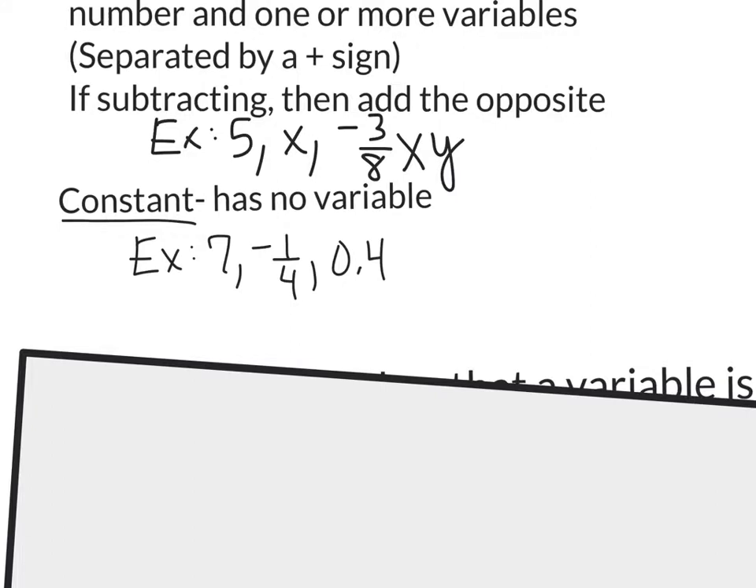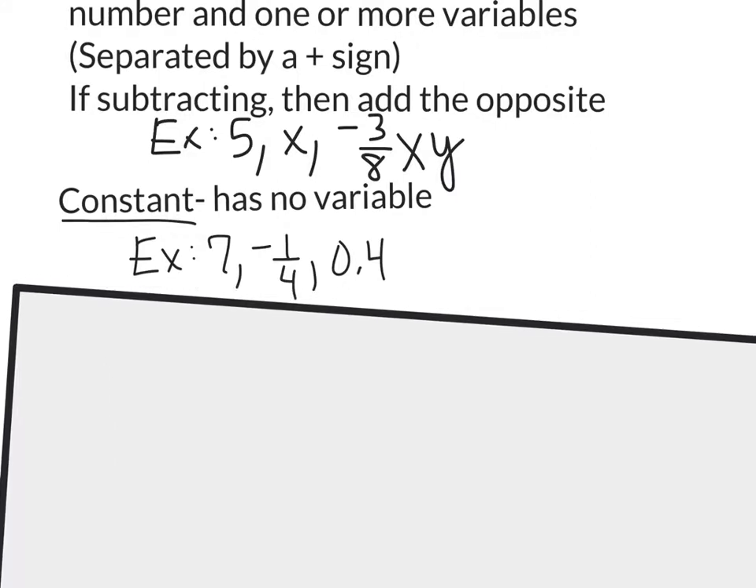The next thing is constant. A constant has no variable. Examples of constants are 7, -1/4, 4/10. If something's constant, it doesn't change. So if we just have a plain number, there's no variable. Just a plain number is constant.